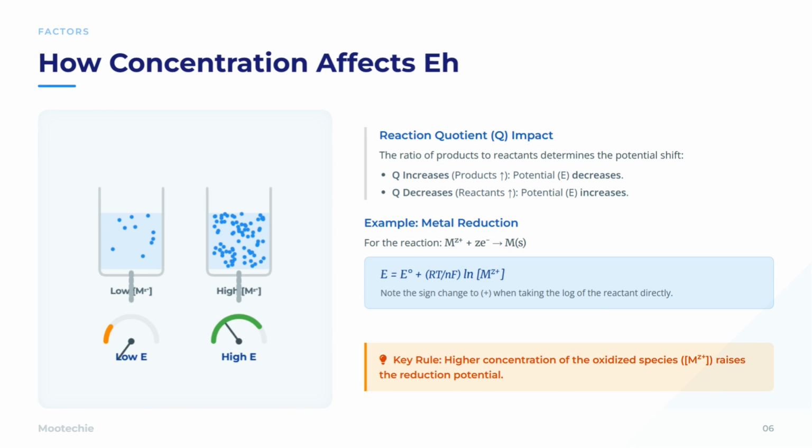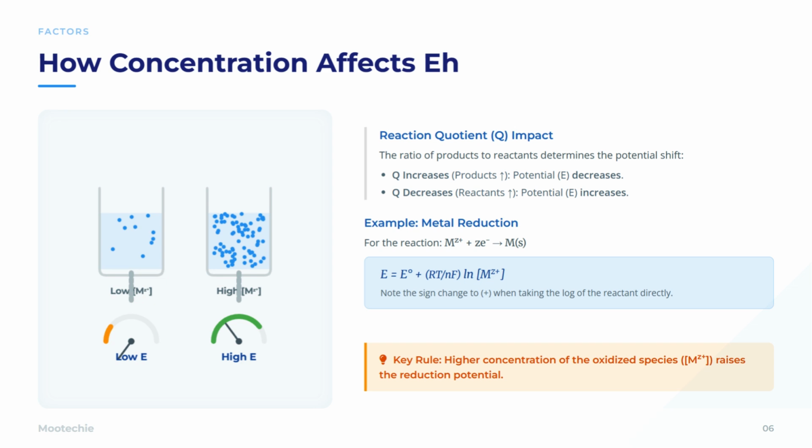The ratio of products to reactants is what determines the potential shift. When Q increases, meaning products increase, the potential E decreases. Conversely, when Q decreases, meaning reactants increase, the potential E increases.